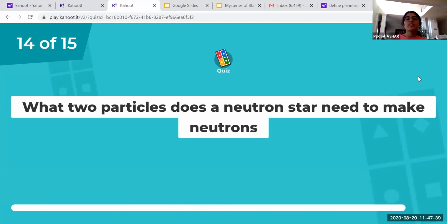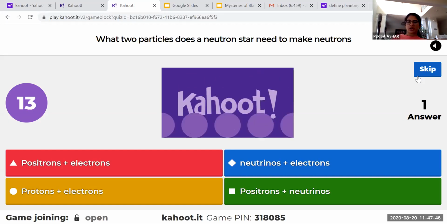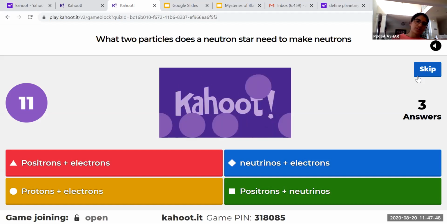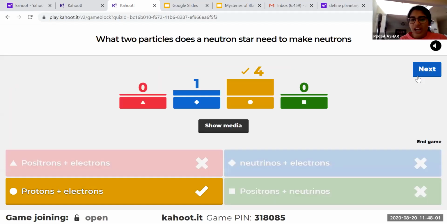What two particles does a star need to make neutrons in general? It was in the PowerPoint. The options were: triangle, positrons and electrons; diamond, neutrinos and electrons; circle, protons plus electrons; or square, positrons plus neutrinos. Good job, everyone. The answer is protons and electrons, right? Just think about it simply. Protons have a charge of +1, electrons have a charge of -1.